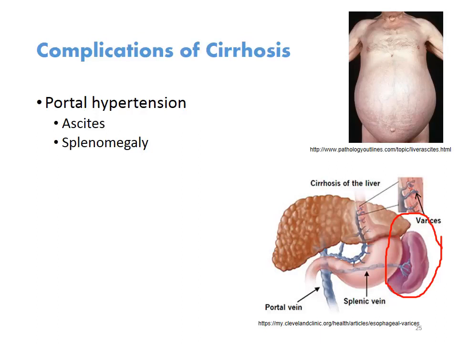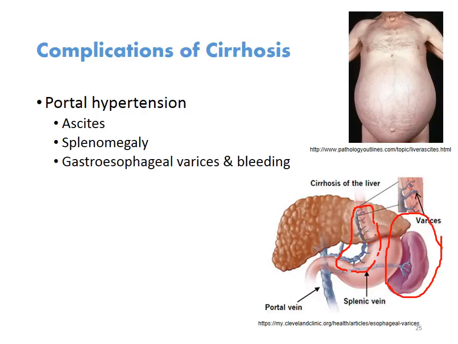Blood is also redirected to the veins surrounding the stomach and the esophagus, which are over here. The blood vessels become distended, which are enlarged, and this causes the blood vessel walls to become thinner. These are called gastroesophageal varices. The varices have a strong tendency to rupture and cause bleeding because their walls are so thin.